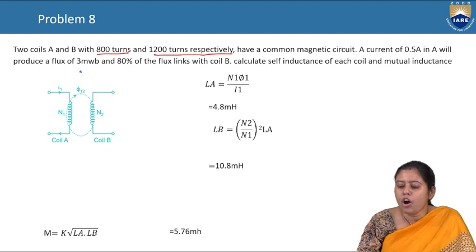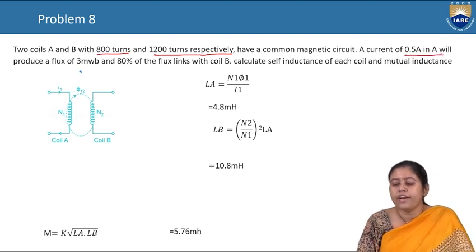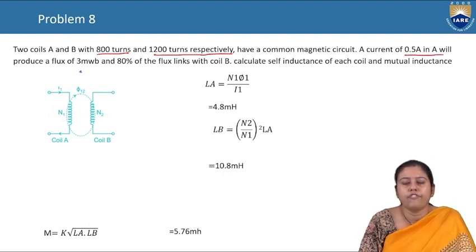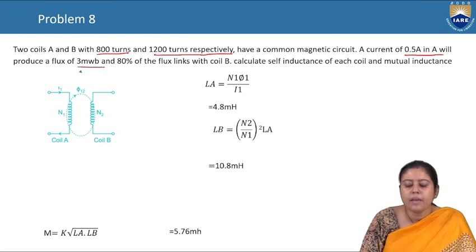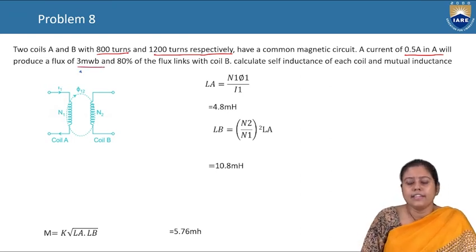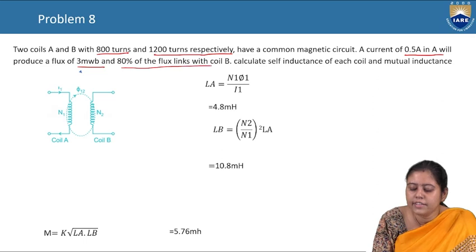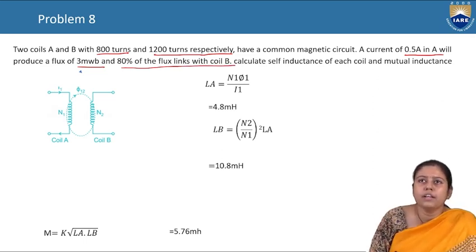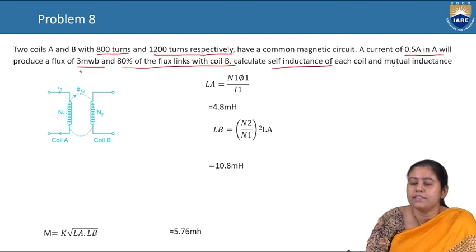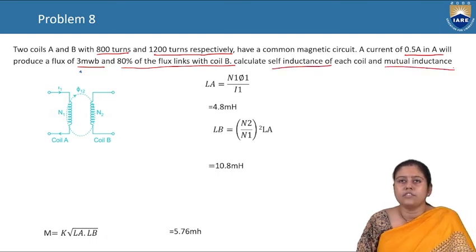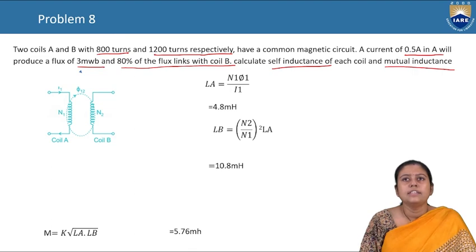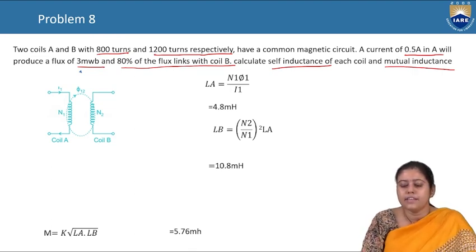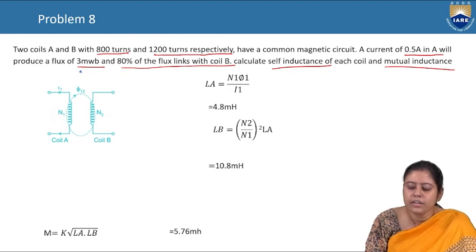A current of 0.5 ampere in A will produce a flux of 3 milliweber, and 80% of the flux links with coil B. Calculate the self-inductance and mutual inductance. So first we will calculate the self-inductance. What is the formula of the self-inductance? N1 phi 1 by I1.